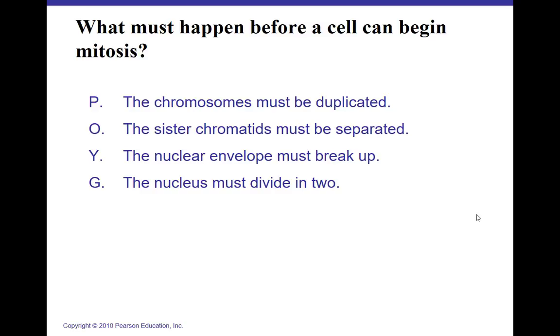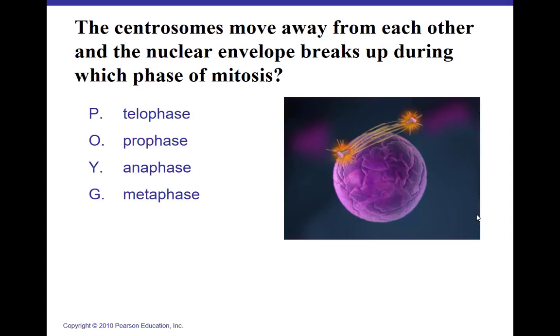You can link 3 of the 4 of them into one of the phases, and the other one, well, I guess all of them are part of the phases. It's pink. The chromosomes and DNA get duplicated in interphase. Sister chromatids get separated in anaphase. The nuclear envelope breaks down in prophase. The nucleus divides into 2 by the end of telophase. So the orange, yellow, and green are all different phases of mitosis. But before mitosis can happen, we need to double our chromosomes.